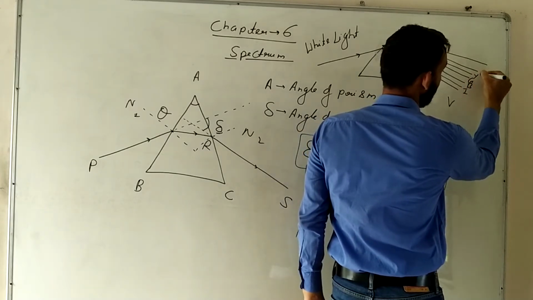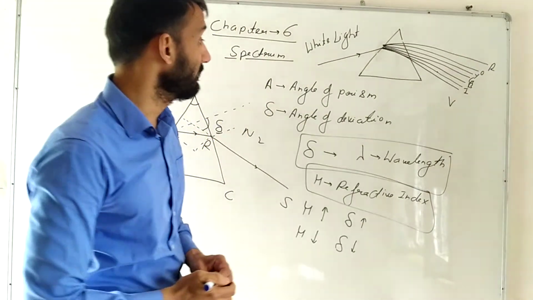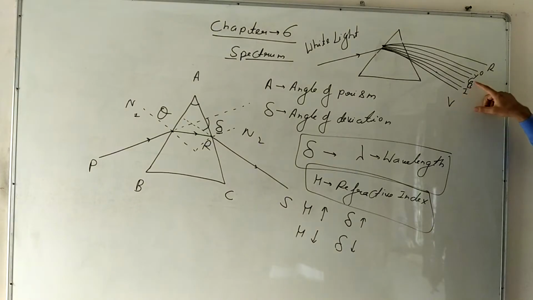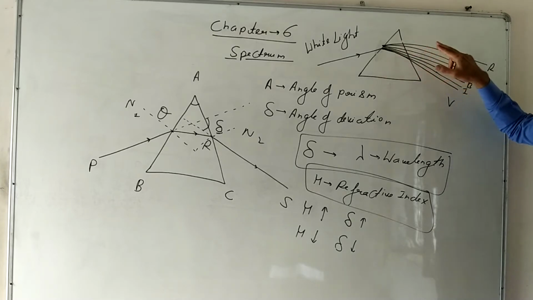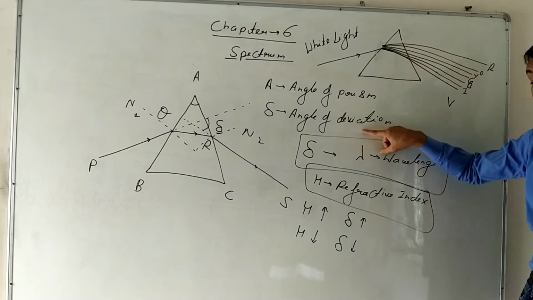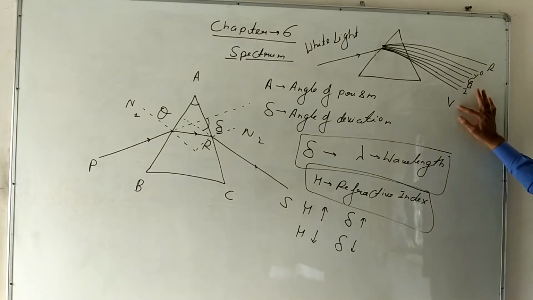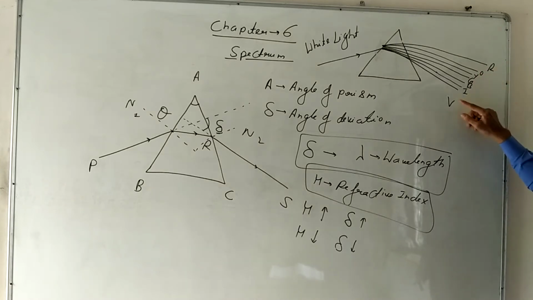This is the pattern of the color which forms there. VIBGYOR. V stands for violet, indigo, blue, green, yellow, orange, red. So as you can see from the diagram itself, red deviates the least, violet deviates the most, and the rest of the colors are in between. Again I am repeating, red deviates the least, violet deviates the most.